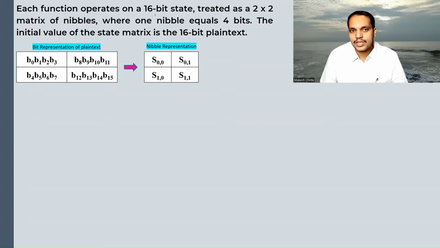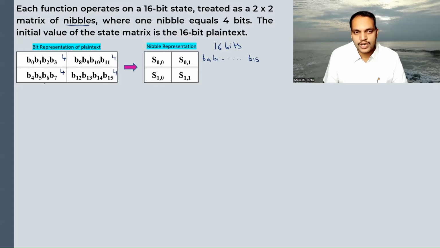Each function operates on a 16-bit state treated as a 2x2 matrix of nibbles, where 1 nibble equals 4 bits. The initial value of the state matrix is the 16-bit plain text. As I told you, the block size is 16 bits. If we write these 16 bits as B0, B1, B2, and so on until B15, then B0 to B3 are 4 bits, these are another 4 bits, these are another 4 bits, and these are another 4 bits.